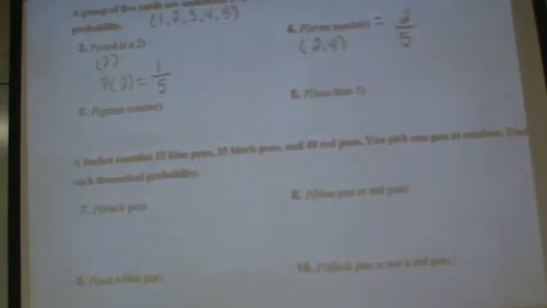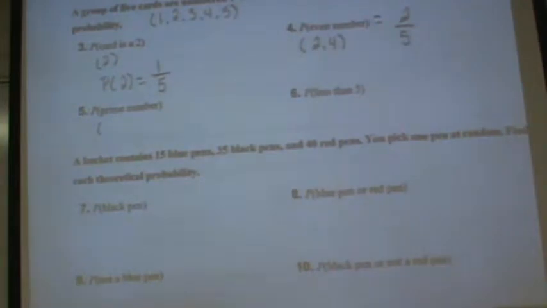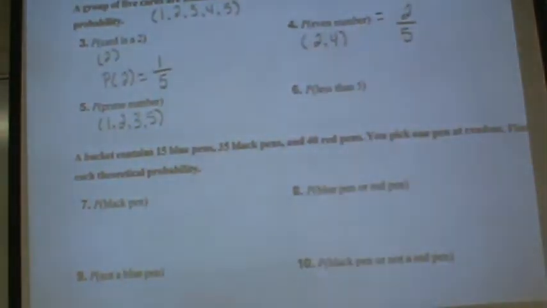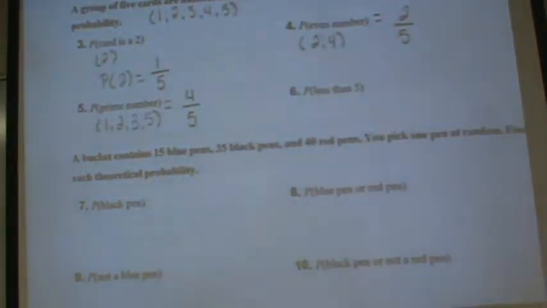Number 5 is that it's a prime number. So what are our prime numbers in our original set? 1, 3, and 5, and 2, because we talked that 2 is just 2 times 1, so it's also a prime number. And then 3 and 5. So we have 4 prime numbers out of our 5, so it's 4/5.